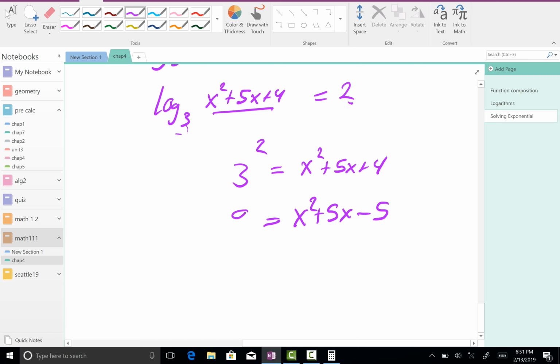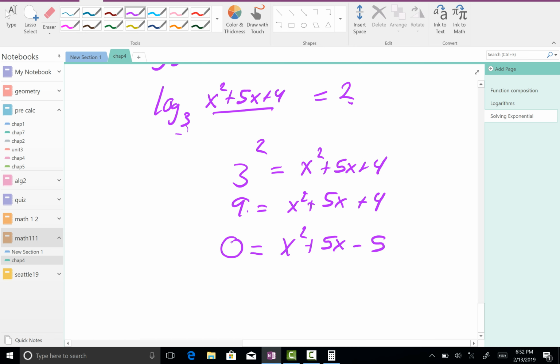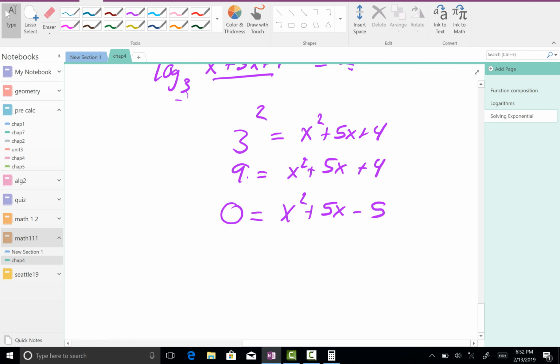Because this is a 9, right? Well, I mean, this is not a 9, but this was a 9. Here, I'll do it. So it's 9 equals x squared plus 5x plus 4. And if you subtract that 9 over, yeah, you got it, because it doesn't factor. I'm surprised that they didn't have a factor. Maybe that's why there's an asterisk in front of it.